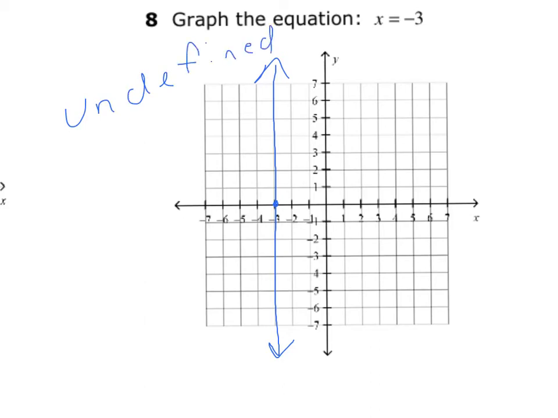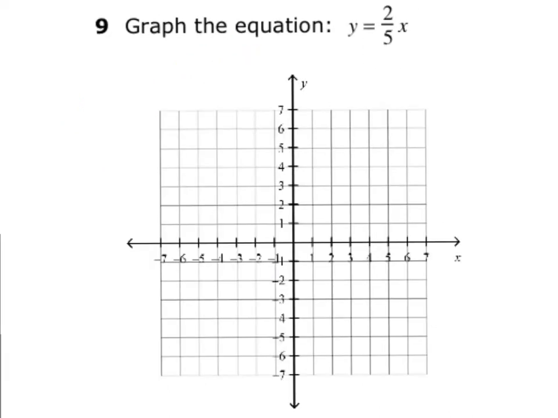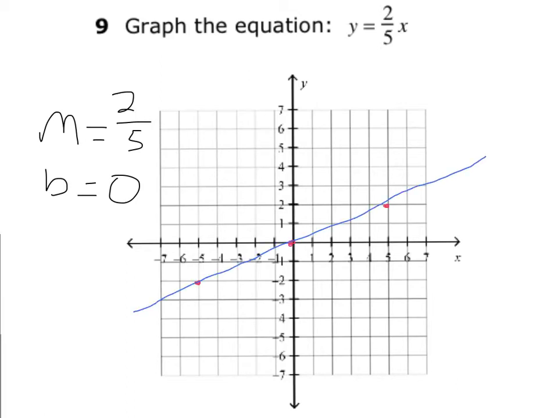Find slope. And graph the equation y equals 2/5 x. Identify m and b. Okay, m is 2/5. B is 0 because there's nothing added to the end. So we will put our point at the origin, and we will go up 2 and over 5. And we will go down 2 and backwards 5. And we will draw our line through the points. And that one's done.